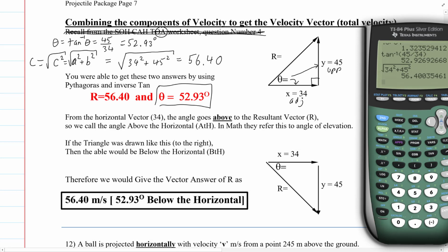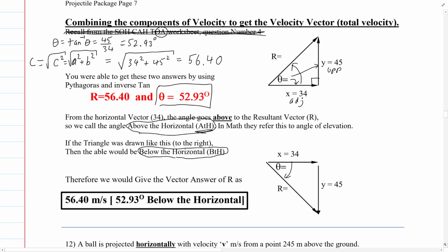Okay, so this angle here would be measured in physics and in math, like in projectiles, horizontally and vertically. This would be above the horizontal, or angle of elevation. We write down above the horizontal, and we'll abbreviate that as ATH. If it's an angle below, then this would be below the horizontal, and in math that would be the angle of depression, I think. So there's a quick review, 4 minutes into the video.